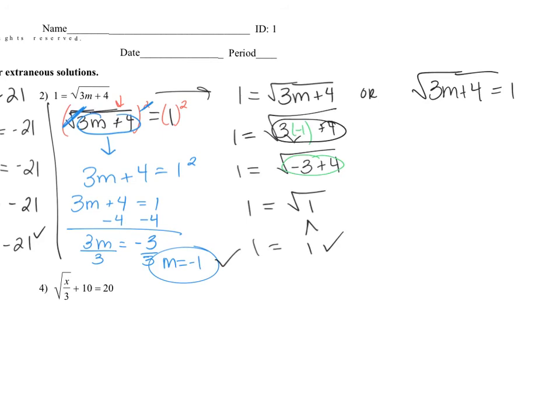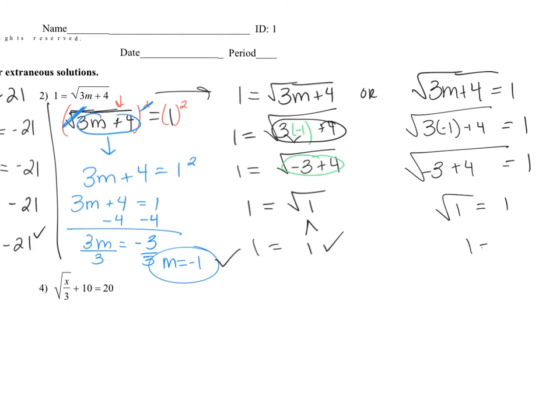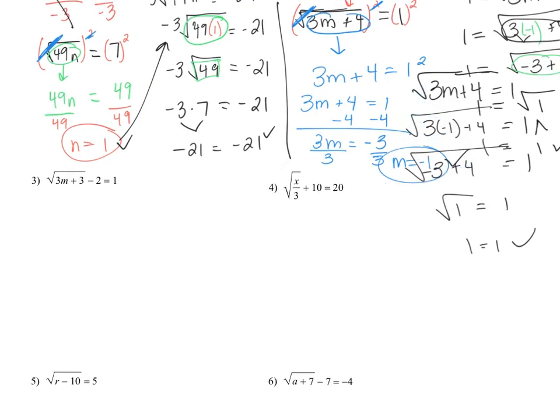You can do the same thing on this side. We're plugging in -1 for m, okay? It's the same thing, it's just opposite. But in reality, it's the same thing. So we know that m equals -1 is the correct answer. Okay?